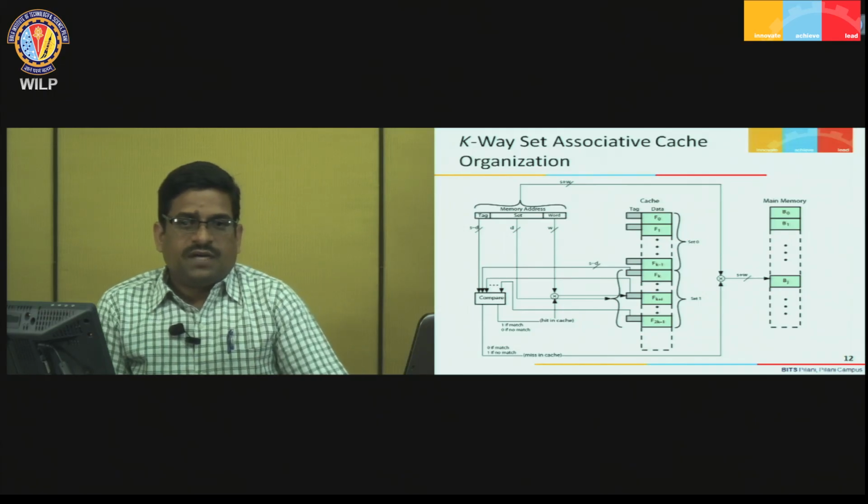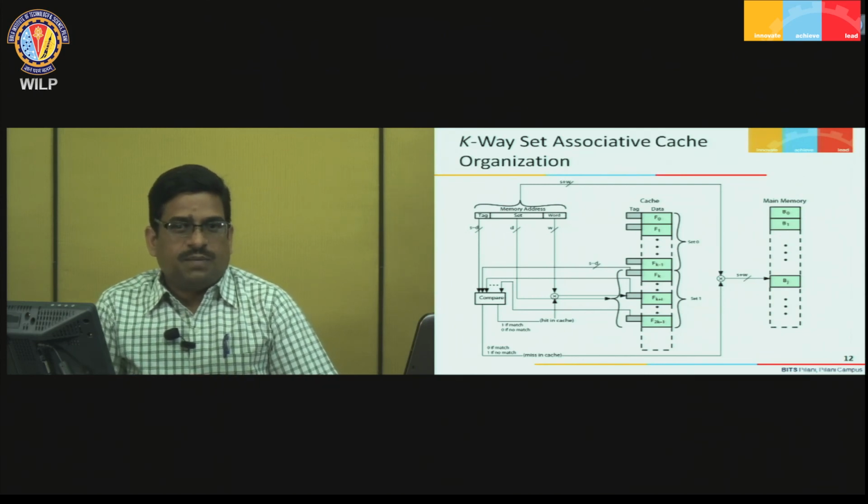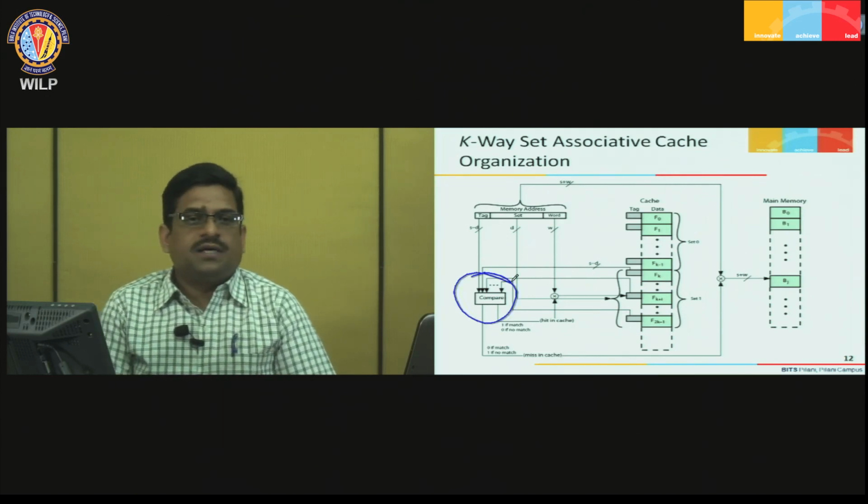So what we understood is that set associative mapping is better than direct mapping in terms of the cache utilization, and in terms of the complexity of the circuitry which is required to locate the contents in the cache memory, it is better than the fully associative.